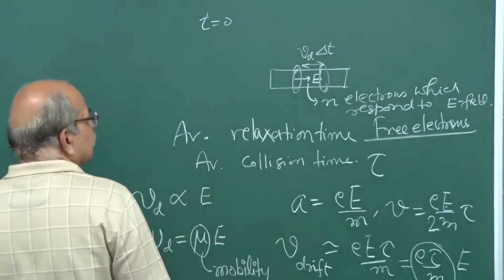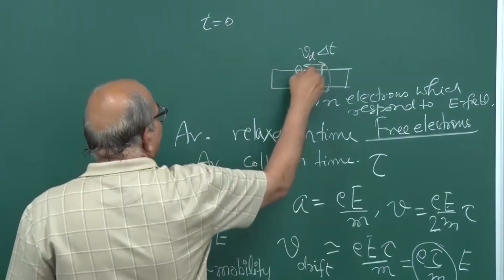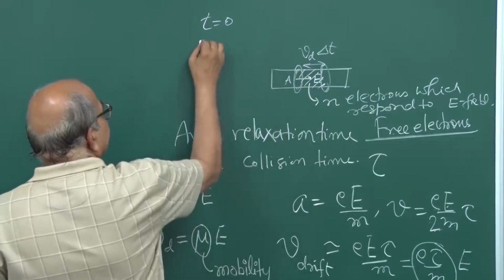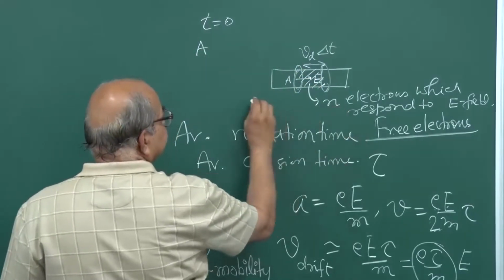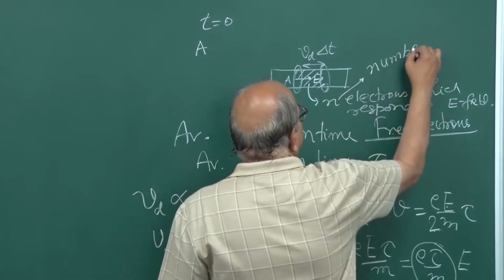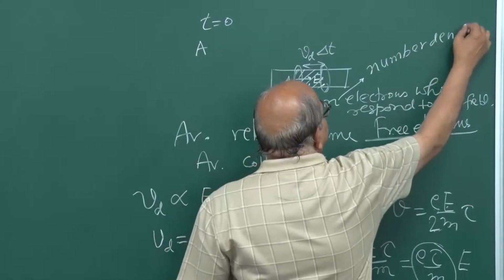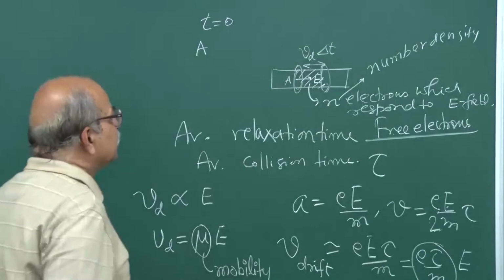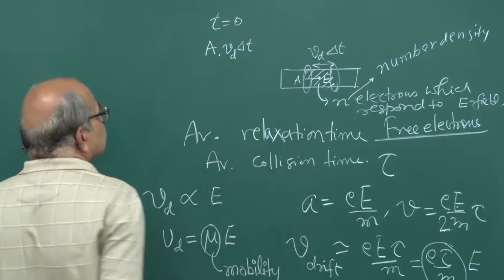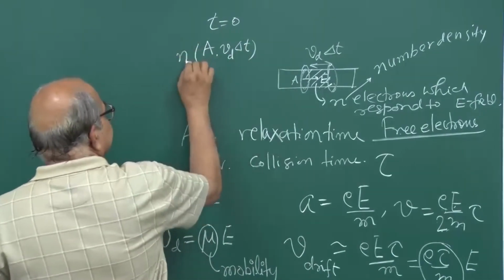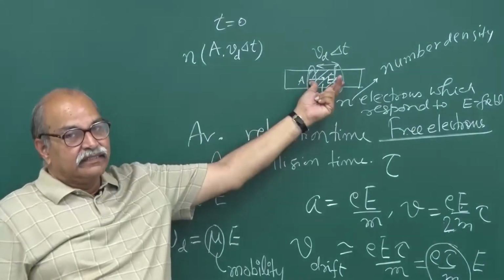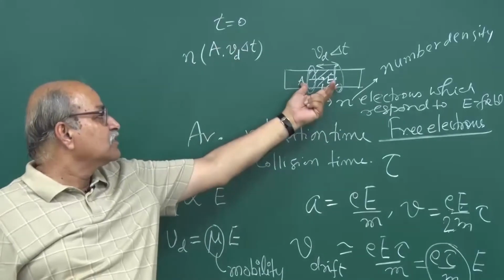In that case, you can work out at t equal to 0 how many of them are here. If this cross section is A, then A multiplied by n, which is the number density, the number of these electrons per unit volume. So A times Vd delta t is the volume, and this multiplied by n gives the number of free electrons here. These many electrons are going to respond to this E.